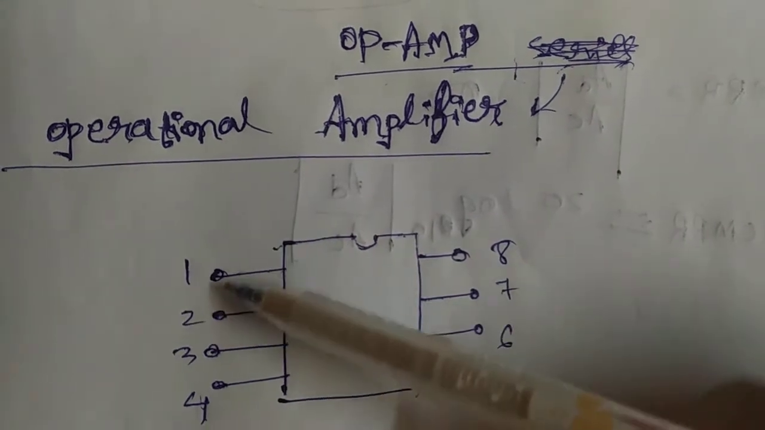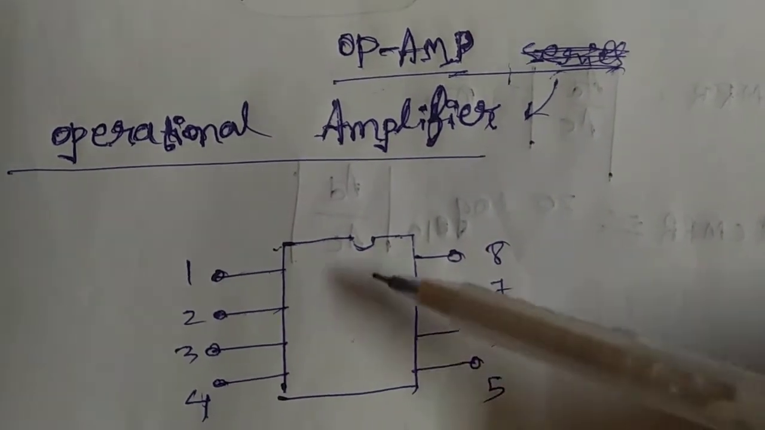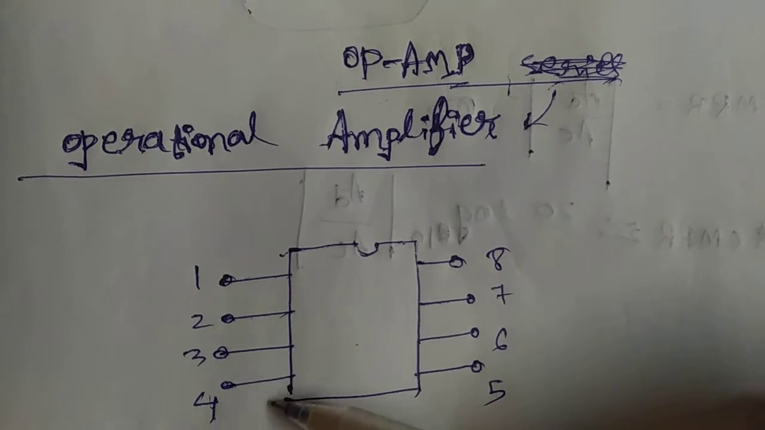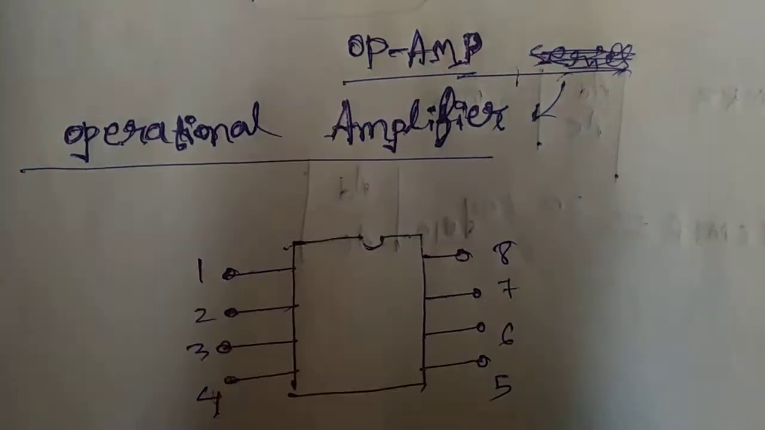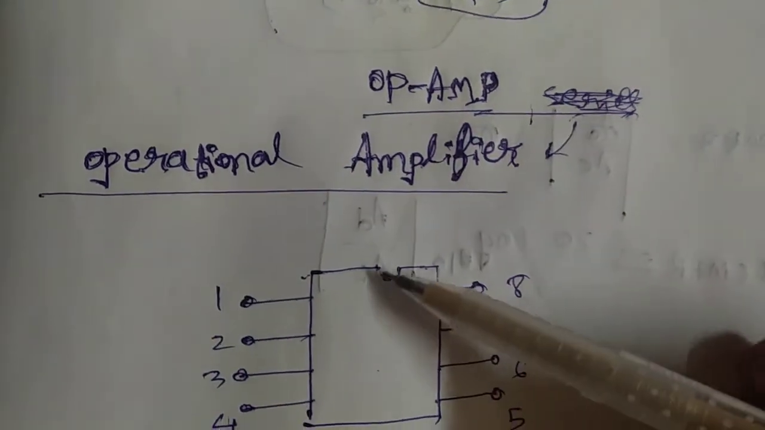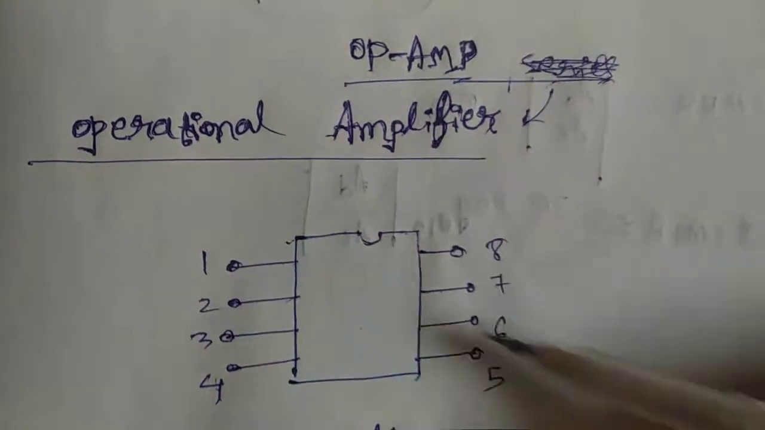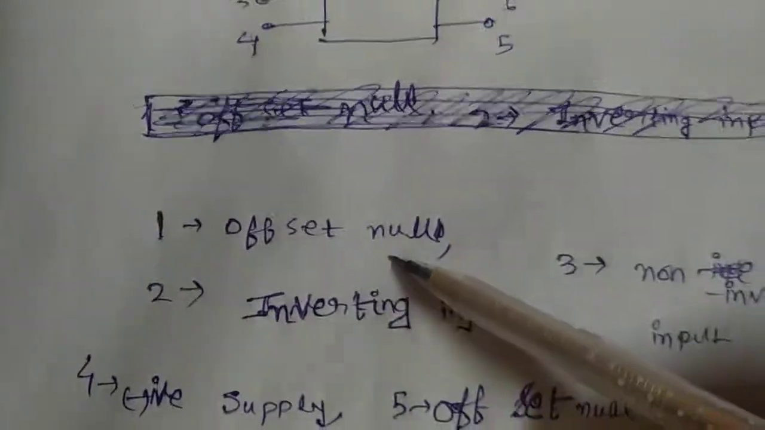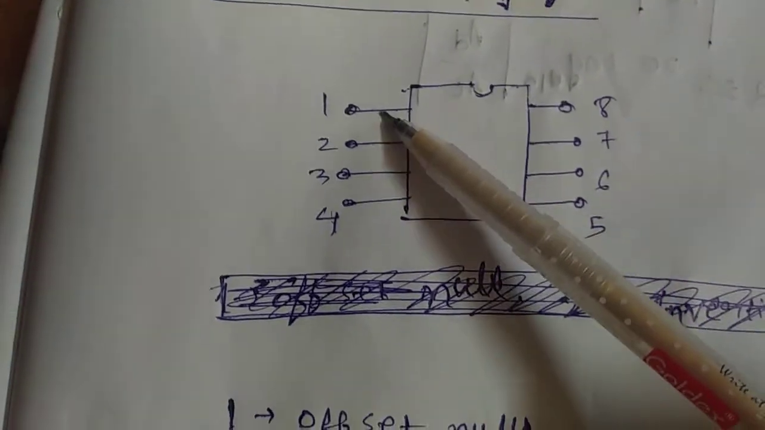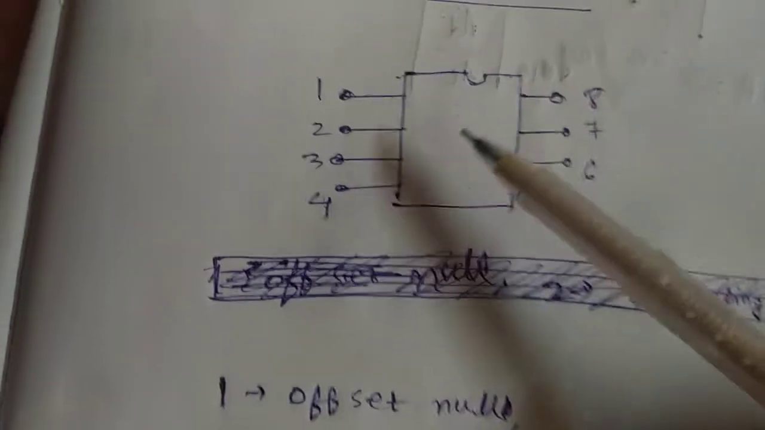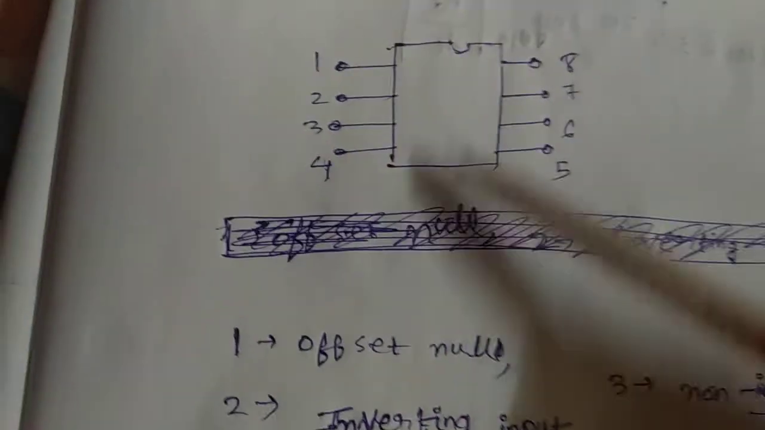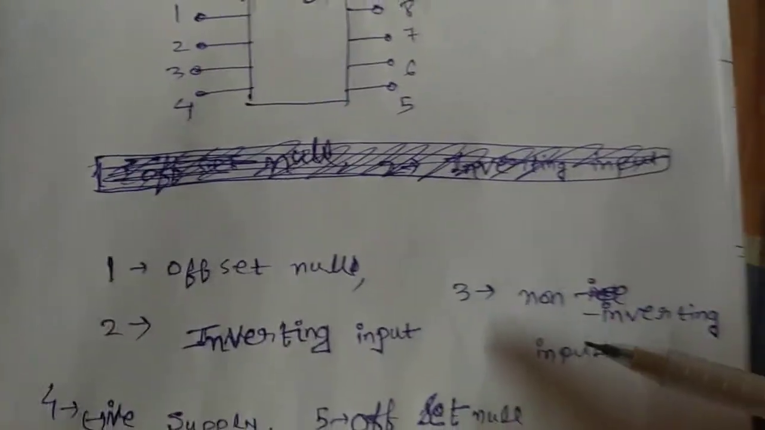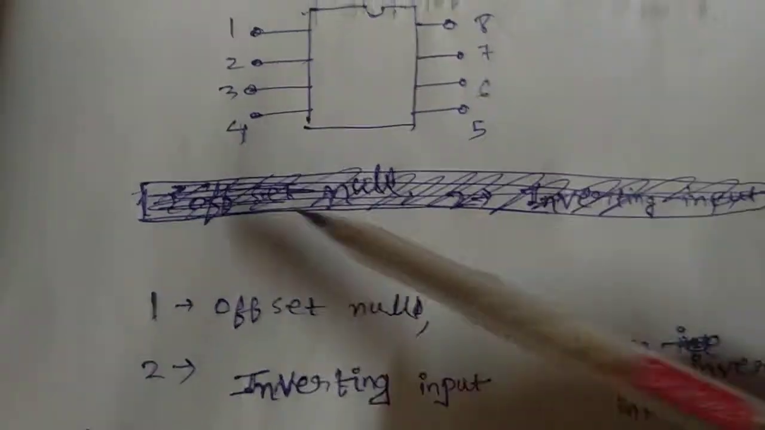You have seen it. There are 8 pins there: 1, 2, 3, 4, 5, 6, 7, 8. Count them in the anti-clockwise direction, from where the notch starts. Pin 1 is offset null. Pin 2 is the inverting input, and pin 3 is the non-inverting input.